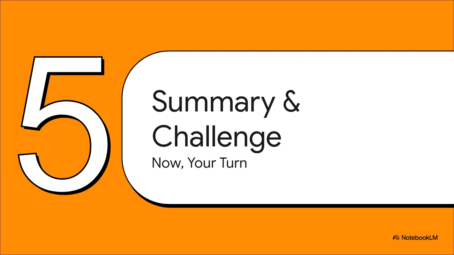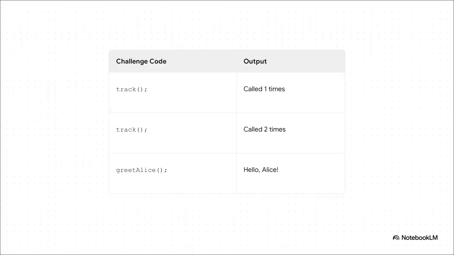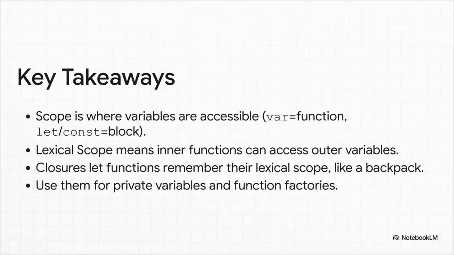Okay, you've seen the theory, you've seen the practice. Now it's time to really make this stick and put that superpower to work yourself. So now it's your turn. Can you write the functions that would make this code work? The first challenge is to create a track function that uses a closure to remember how many times it's been called. The second one is to create a greetAlice function that remembers the name you give it. Go ahead and pause here and give it a shot. Seriously, try it out.